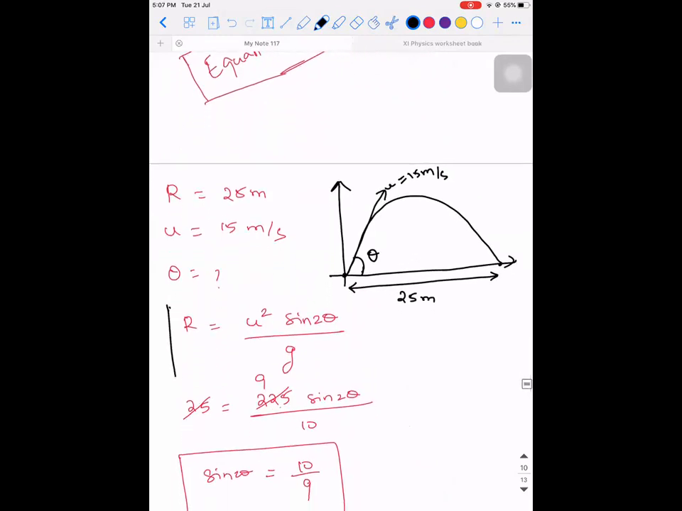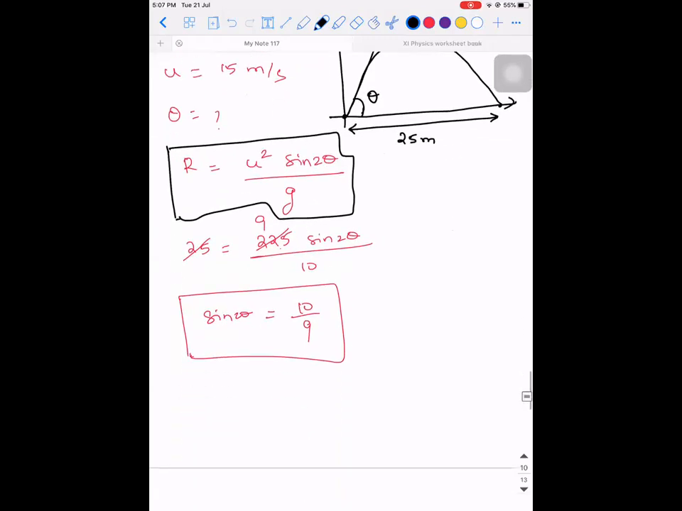So the angle of projection, for finding it, we applied the formula of range and then we proceeded. R is equal to u square sine 2 theta divided by g. That is, by substituting all the values, we get sine 2 theta is equal to 10 divided by 9. You remember till this step, right?